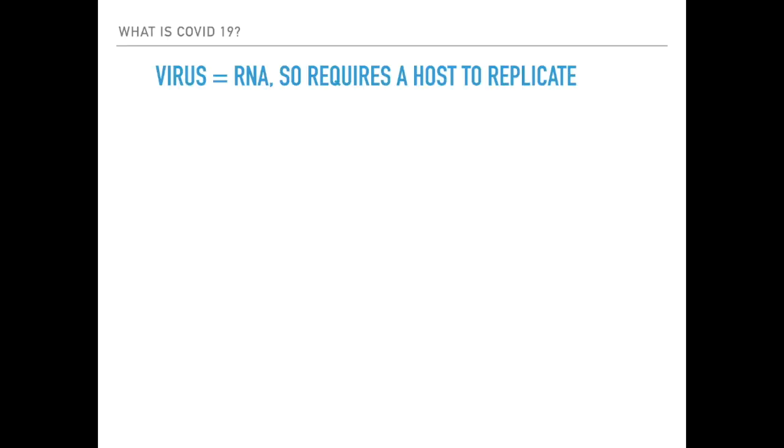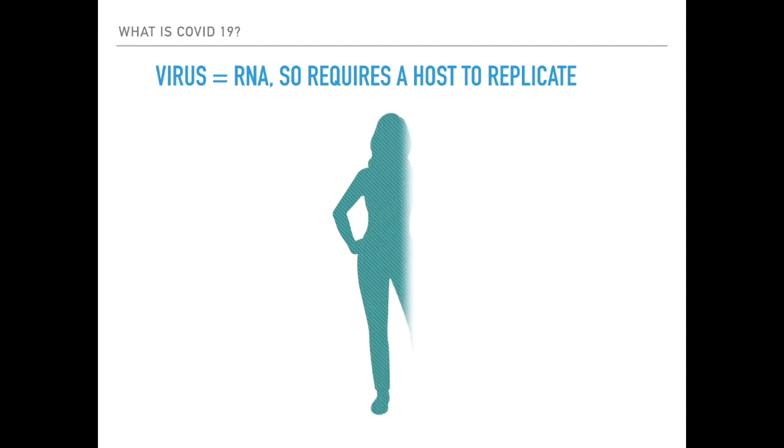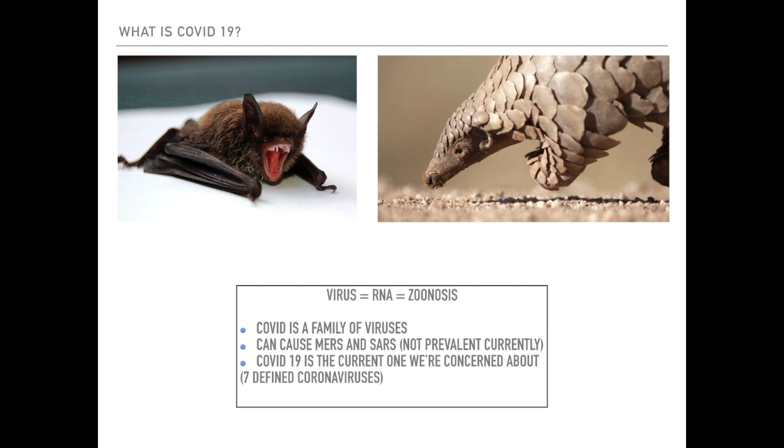So what is COVID-19? Well, COVID-19 is a virus, and unlike DNA, it requires a host to replicate. So it needs a host cell, which could be you or your patient. Like most viruses, it is spread between animals and humans, and it is thought to have originated from a bat and spread through an intermediate host like the anteater.